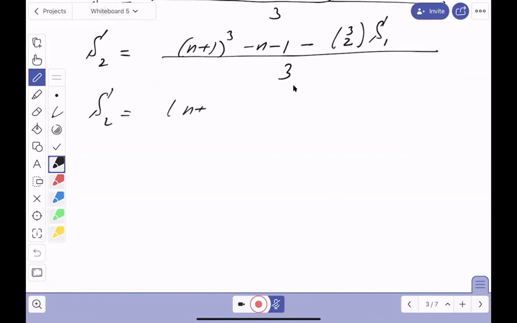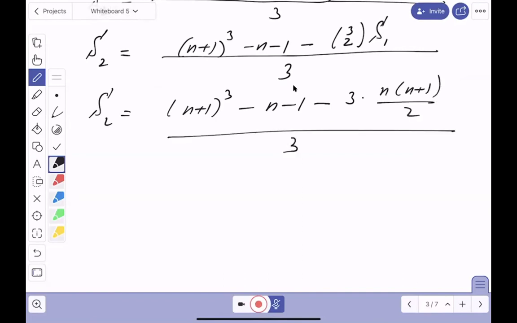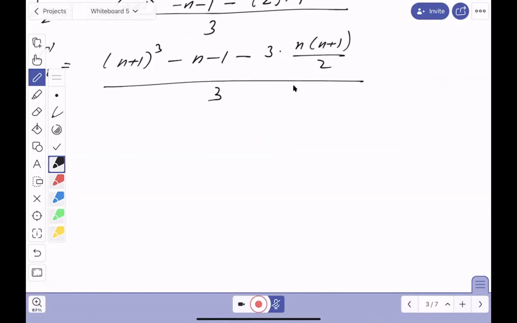Well, it's (n+1)^3 - n - 1. What's 3, 2? It's just 3, right? It was 3 factorial, 2 factorial, 1 factorial is 3. (n+1)/2, that's what S1 is, and over 3. All right, what am I going to do now? It's not easy. I'm not saying it's going to be easy for you. I'm going to multiply the top and the bottom by 2.